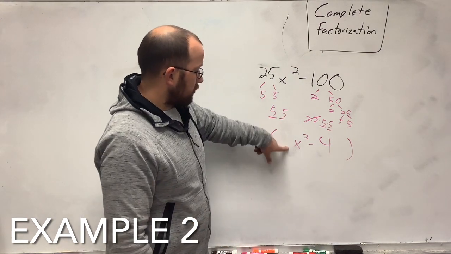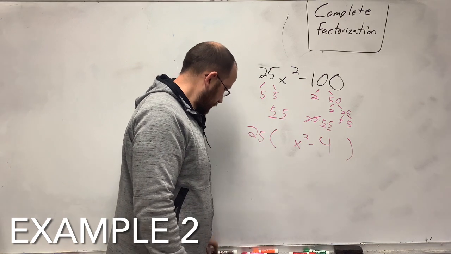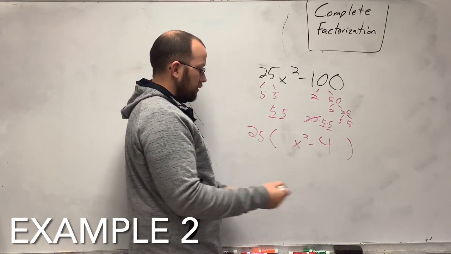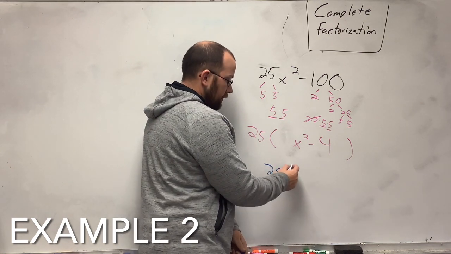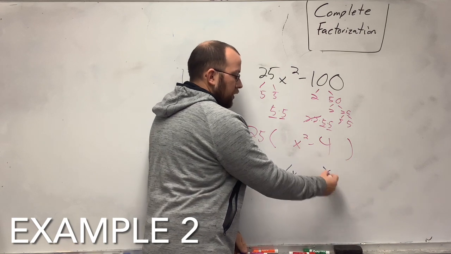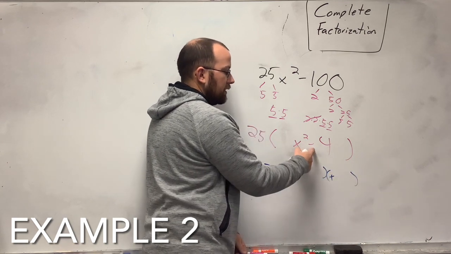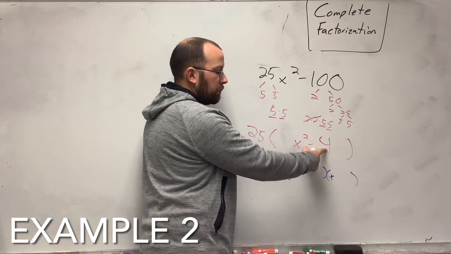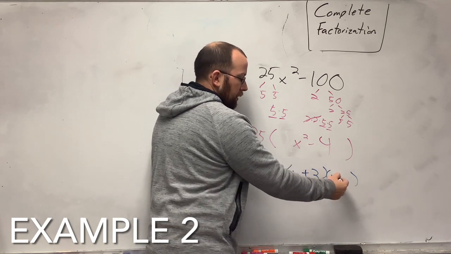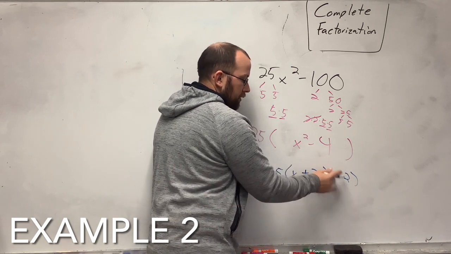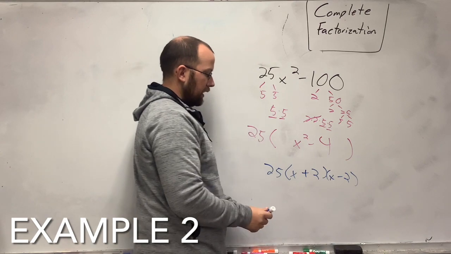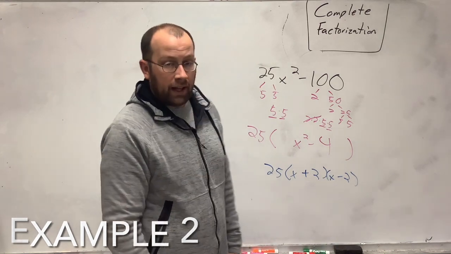Now I need to simplify this down. If you go back to special cases, there's a negative in the middle and a perfect square in the back. I know it's going to be plus 2 and minus 2. And that is my answer for this one.